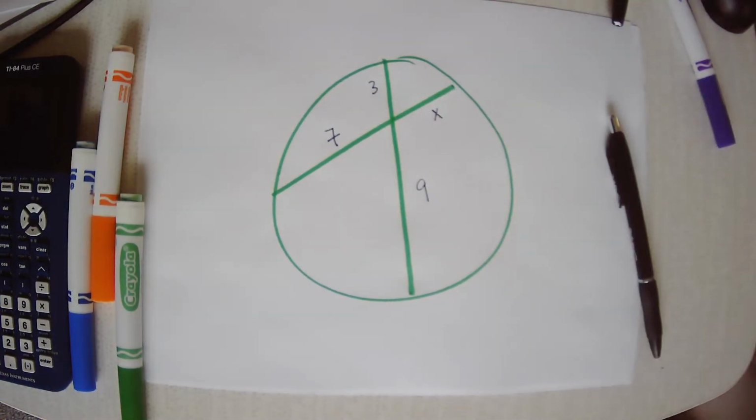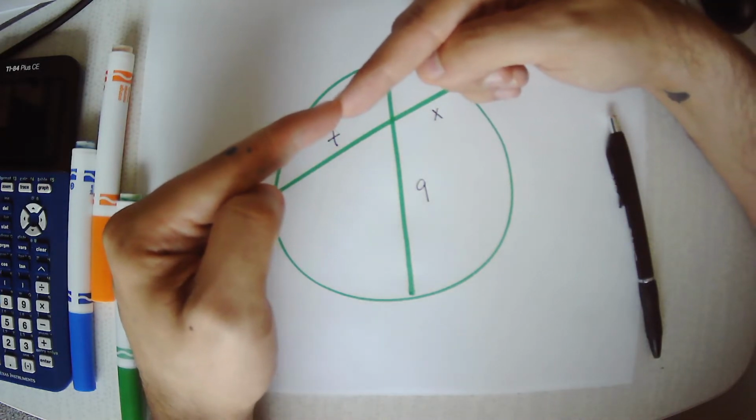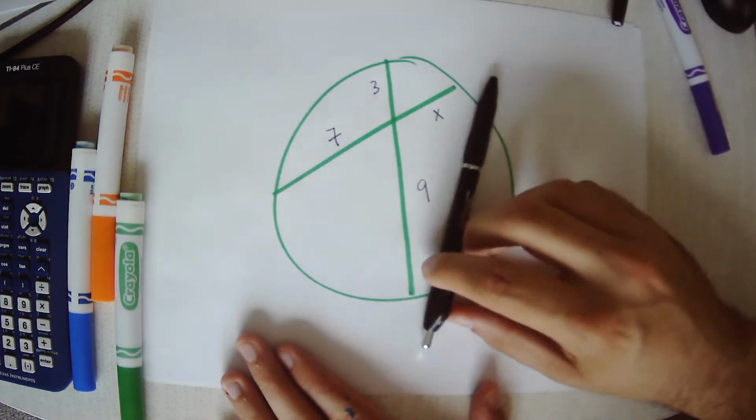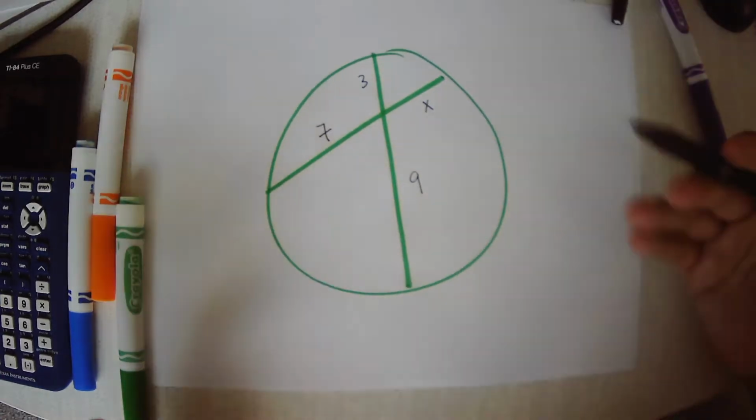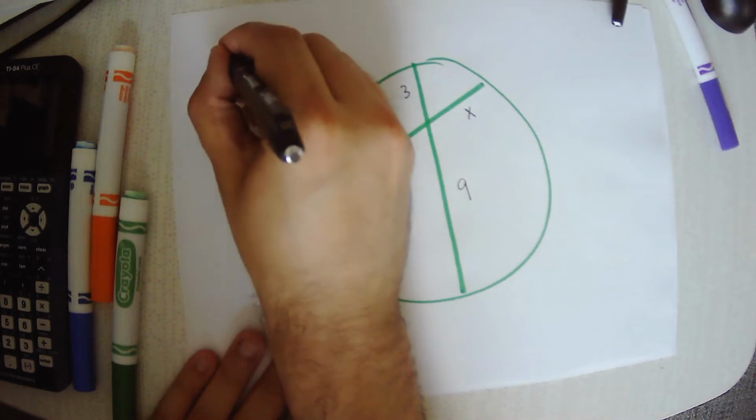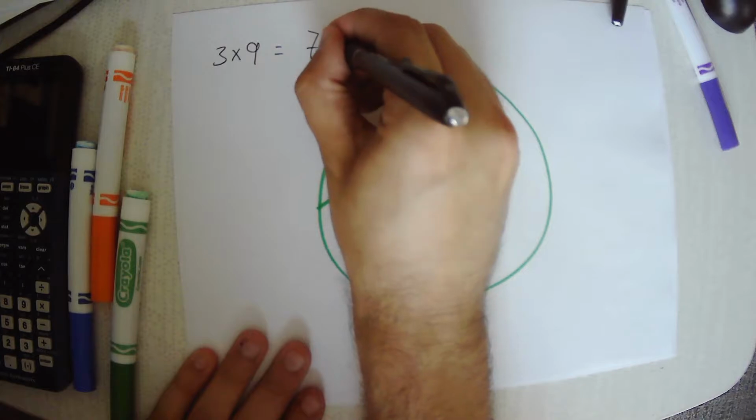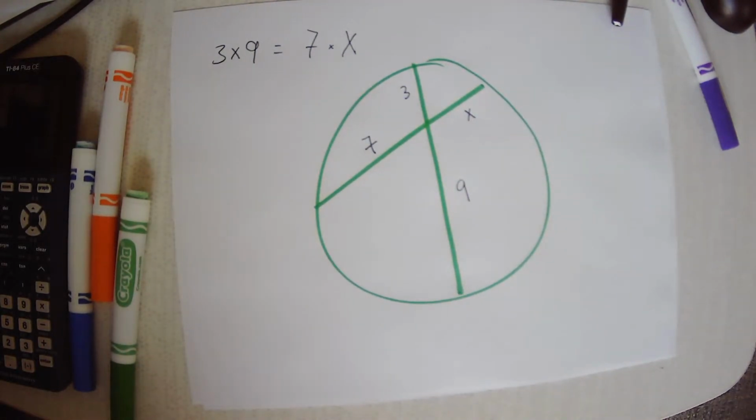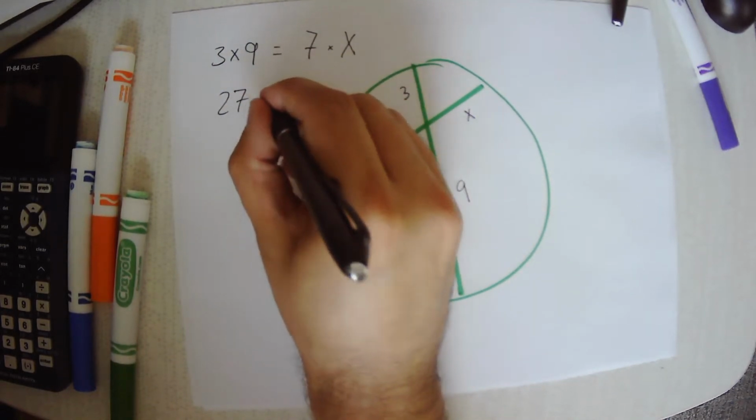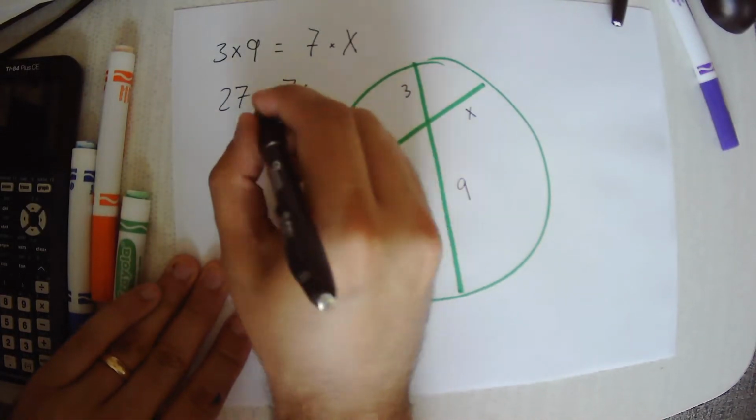Now, they are not the same length, right? The further away you get from the center, the smaller it has to be, right? So a chord right here is smaller than here, and then over here. So this chord is going to be smaller than this, but they are still proportional, kind of. I like to think of it as proportionality. What we have to do is multiply 3 times 9, those pieces together, and these pieces together. And that is true. 3 times 9, 7 times x. 27 equals 7x.